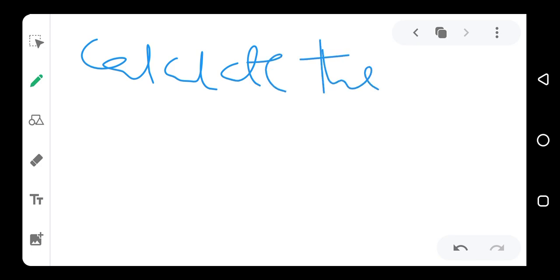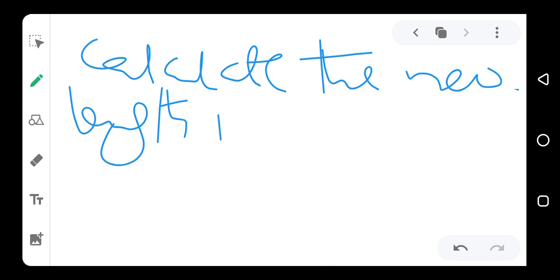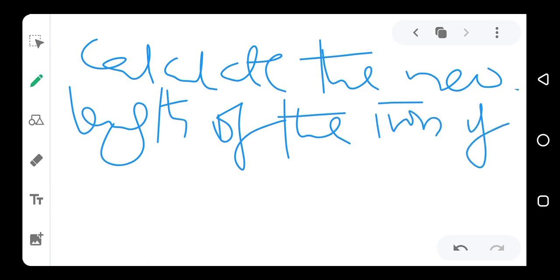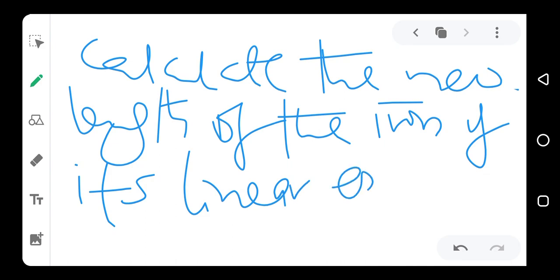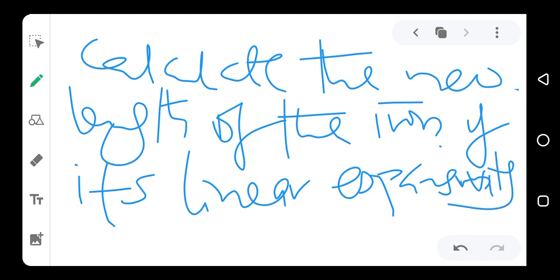Calculate the increase in length. Calculate the new length of the iron if its linear expansivity is 1.0 times 10 raised to power minus 5 per Kelvin.